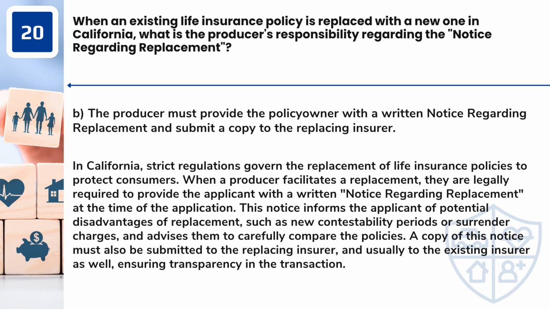Answer: B. The producer must provide the policy owner with a written notice regarding replacement and submit a copy to the replacing insurer. In California, strict regulations govern the replacement of life insurance policies to protect consumers. When a producer facilitates a replacement, they are legally required to provide the applicant with a written notice regarding replacement at the time of the application.